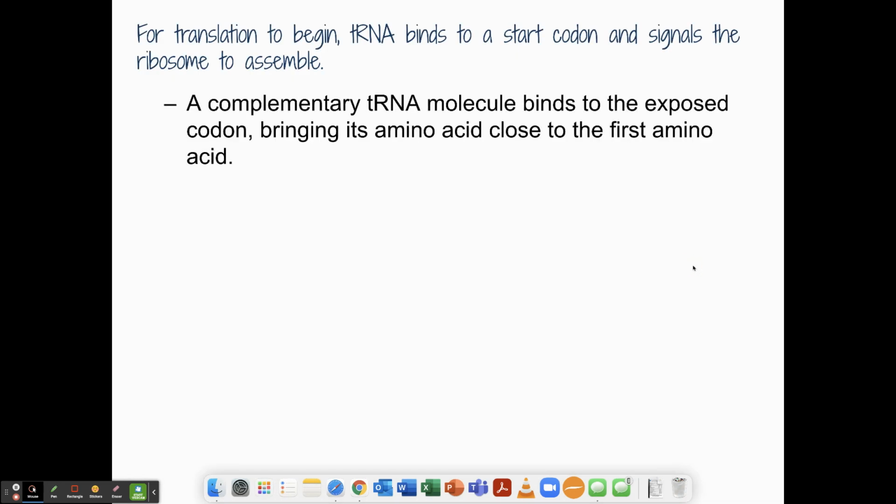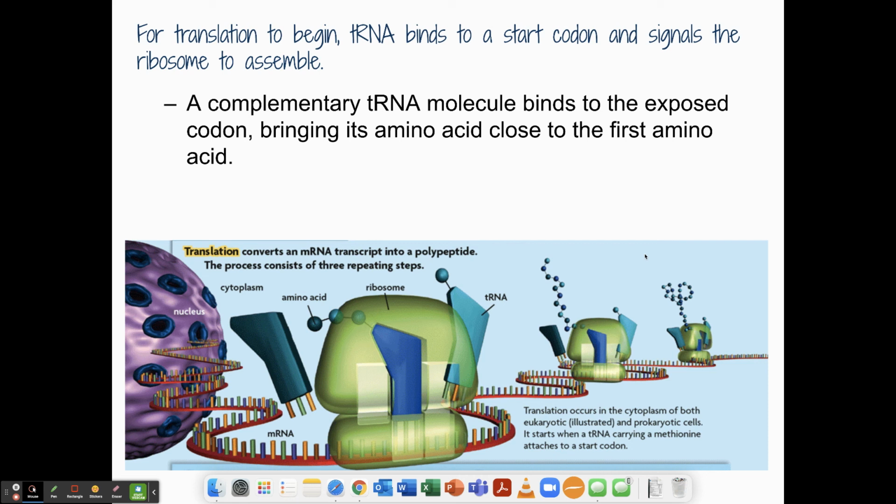So for translation to begin, the tRNA binds to the start codon, and then it signals the ribosome to assemble. A complementary tRNA molecule binds to the exposed codon, bringing its amino acid close to the first amino acid sequence. So in translation, we convert the mRNA into a polypeptide, okay?